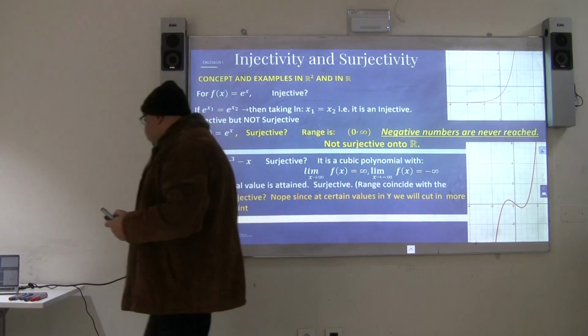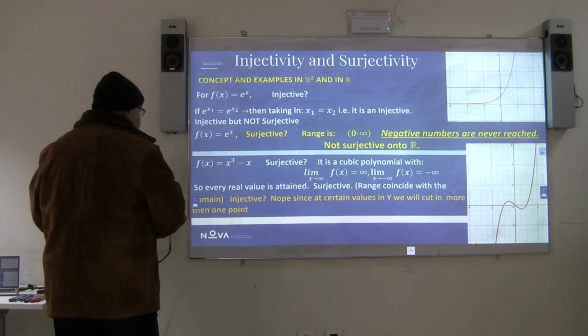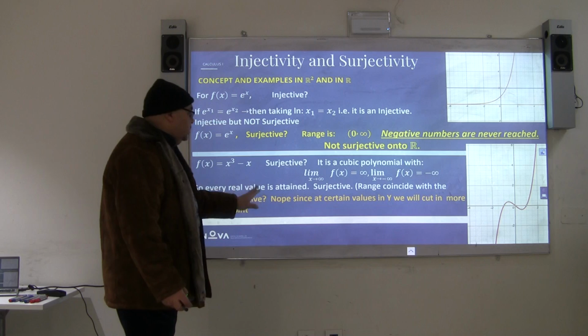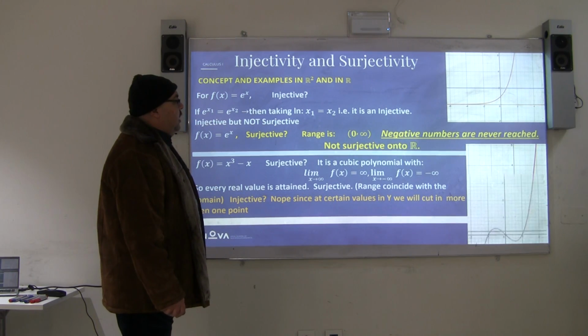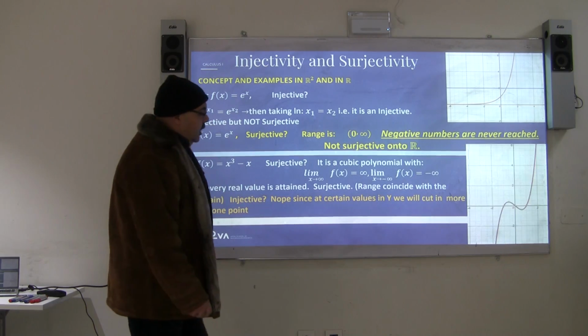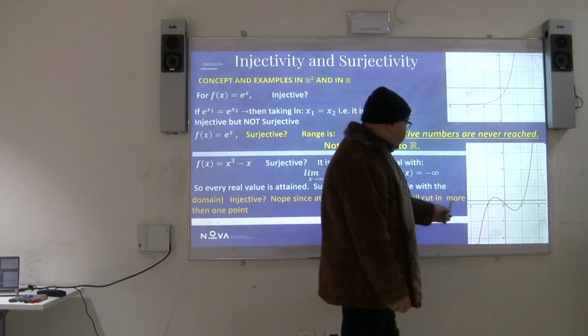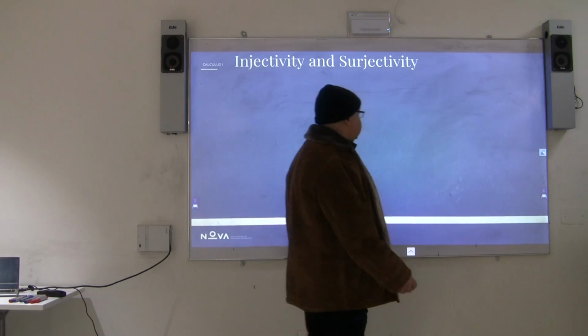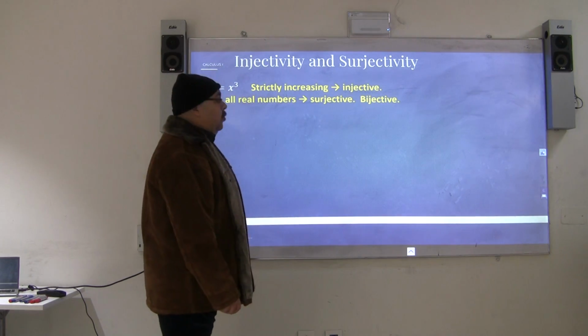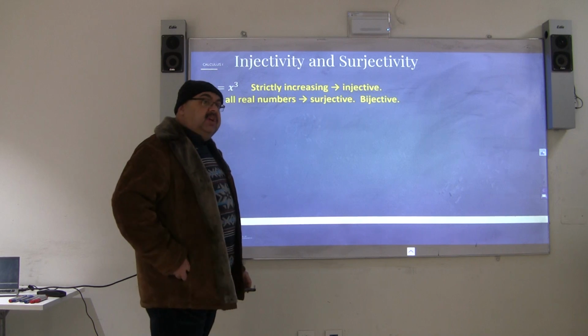So for this domain, as I told you, it is not injective, since there are certain values in y you will cut in more than one point, as you can see. That's the graph, and that's the horizontal line cutting in more than one point. Okay, for y equal to x cubed, is it injective?